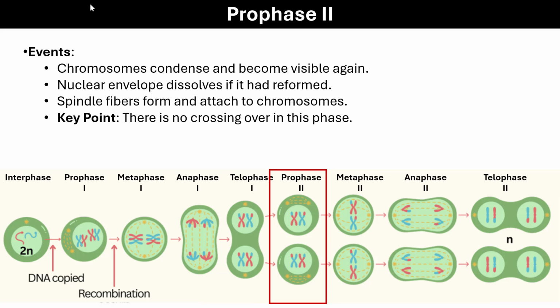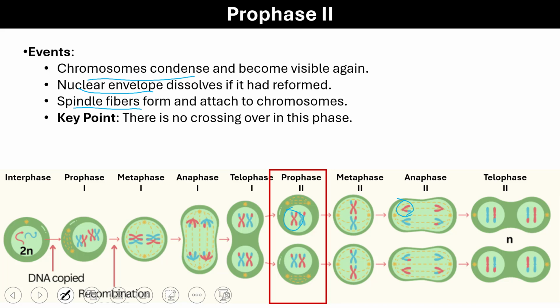Now let's see what happens in the second phase of meiosis. Prophase is characterized by condensation of chromosomes. So chromosomes become visible in prophase. The nuclear envelope starts to dissolve because now we have to separate these chromosome pairs into individual sister chromatids. The spindles reappear and attach to the centromere of chromosomes.